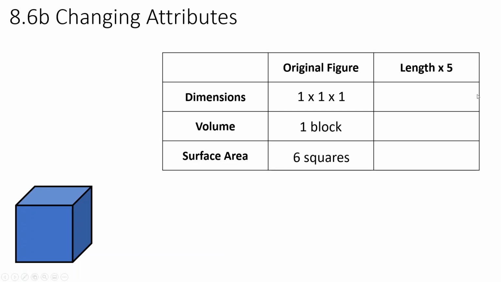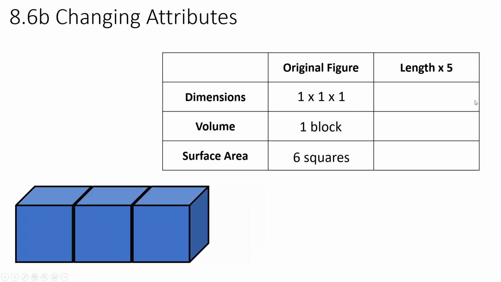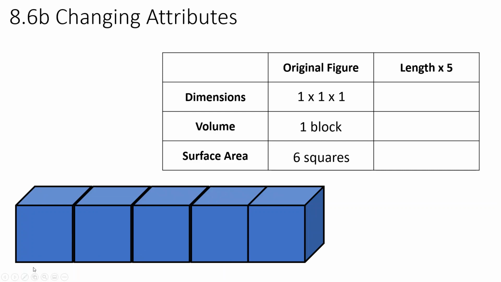Now, if we multiply the length by 5, the length was 1, now it's 5. It's going to be 5 by 1 by 1. The dimensions don't really matter too much in their order. 5 by 1 by 1 is good to go. That's a total of 5 blocks that we're using.